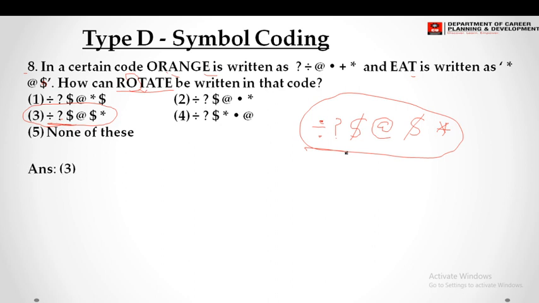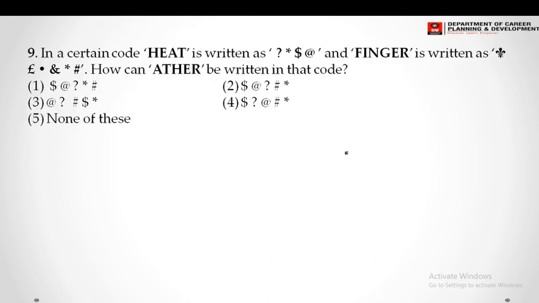So one more question. Third is the answer. One more question from this uncertain code, that is HEAT. Heat is written in this particular code, and FINGER is written as another code. Find the code of ETHER. So first we will start with A. A is the third one in H E A. A is second last, which means the symbol of dollar.